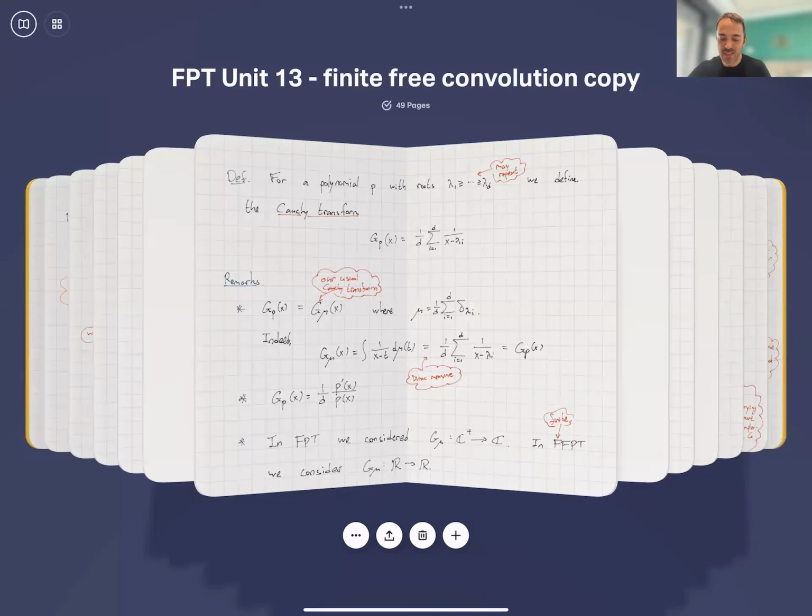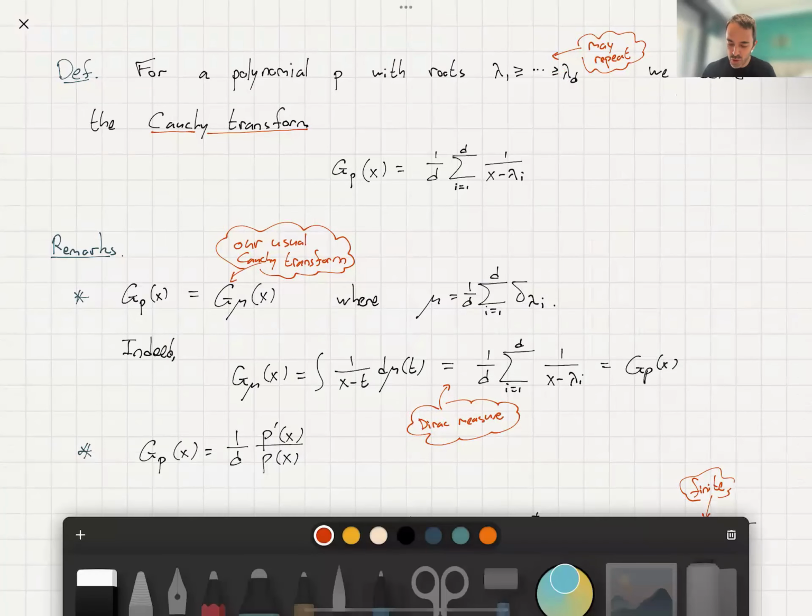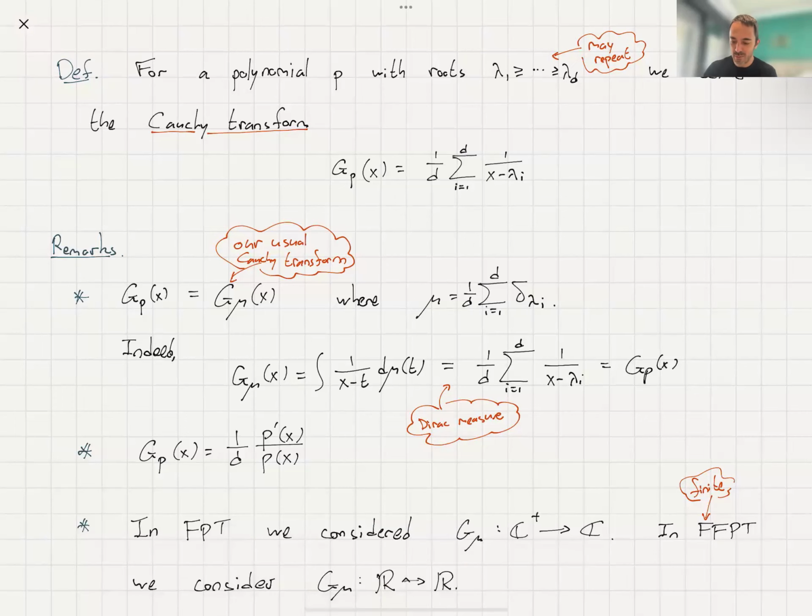Yeah, actually, I think we also did that. So, right, we defined the Cauchy transform of a polynomial, which was actually the same definition as we had before. Instead of considering the measure, which is a convex combination of Dirac measures where you put your atoms on the corresponding eigenvalues or roots of the polynomial, we're just saying that the Cauchy transform of a polynomial is this thing, which coincides with the Cauchy transform of the measure supported on the roots of the polynomial, taking multiplicity into consideration.